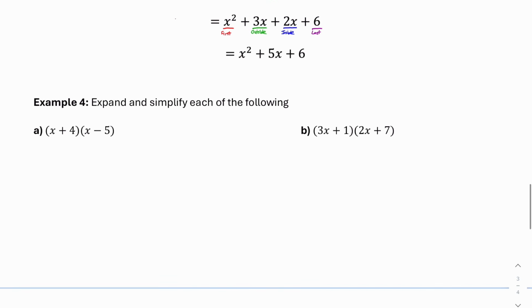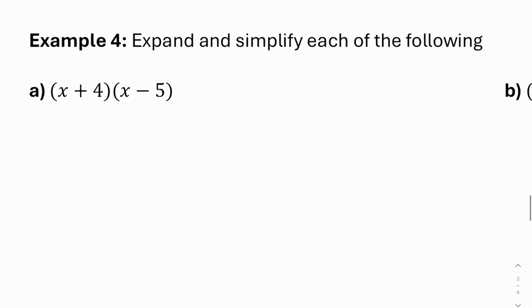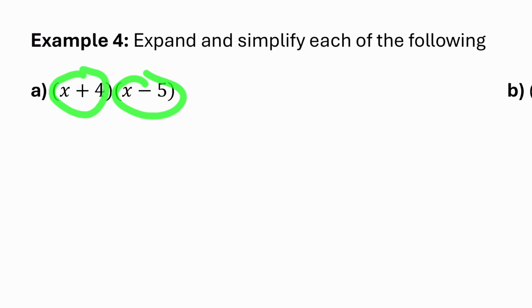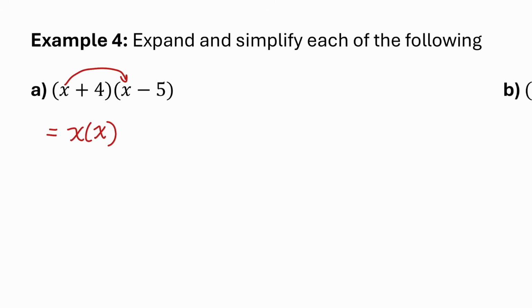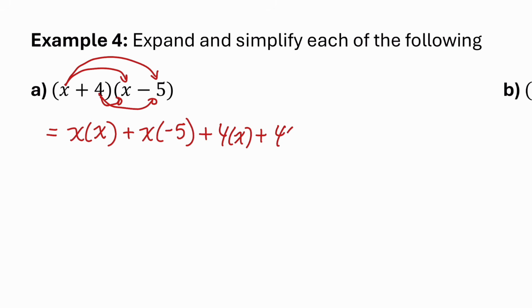So let me go ahead and show you how this works for these two examples, starting with A. I have a binomial times a binomial. So each of the terms in the first binomial have to be multiplied by each of the terms in the second. I start by finding the product of the first terms, x times x. And then between the products, you can always put plus the product of the outside terms, x and negative 5, plus the product of the inside terms, 4 and x, plus the product of the last terms, 4 and negative 5. And then simplifying all these products, I have x squared minus 5x plus 4x minus 20.